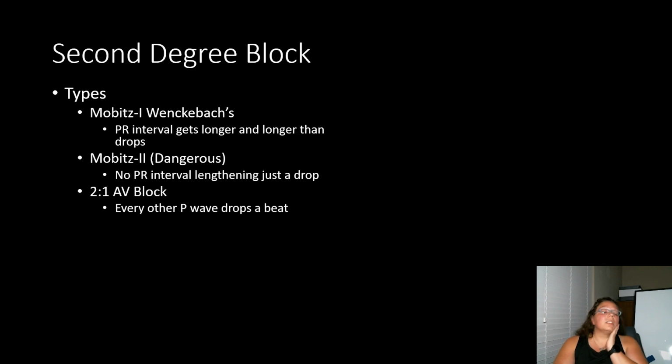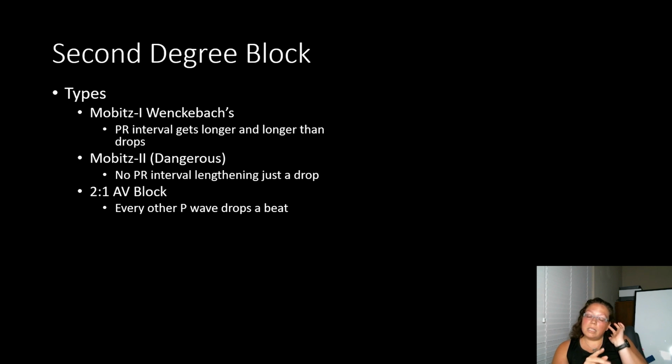All right, second degree block. So there are a few types. We've got Mobitz 1, Wenckebach, and this is my favorite second degree block. The way I differentiate Mobitz 1 and Mobitz 2 is, my favorite is number 1, and I'll explain why it's my favorite. I don't know why, it just interests me. And then we've got Mobitz 2. Mobitz 2 is dangerous, and we'll see when we look at the rhythm. And then we have a 2-to-1 AV block.